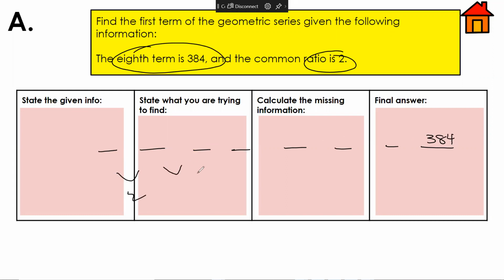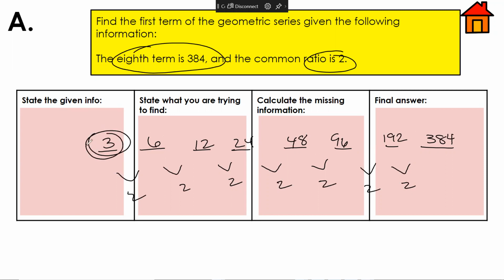Now, when we multiply up, we're multiplying by 2. So that means that if we're going backwards, we're going to divide by 2, right? So we're going to take 384, divide it by 2. That's going to give me 192. Then the next one, divide by 2, and keep dividing by 2 each time. So what's my initial term? 3. Yay. How many of y'all got that right? Yes. Okay.